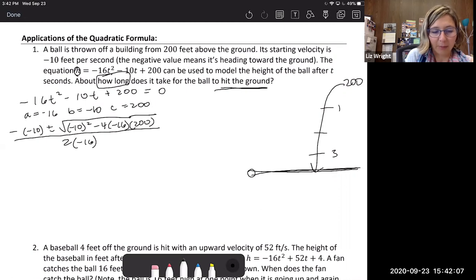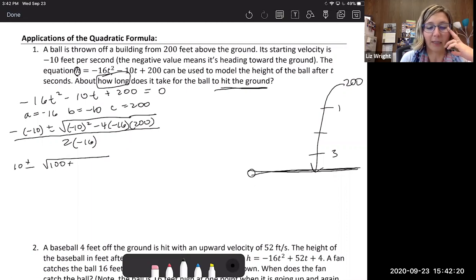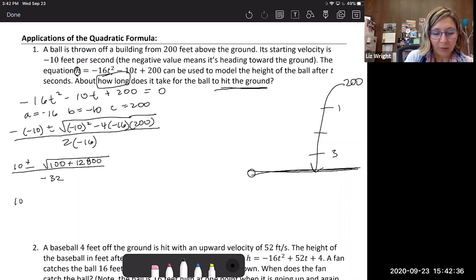All right, so I'm going to simplify some things. That negative is going to give me a positive 10. And then here, negative 10 squared is going to give me 100. My next sign is going to be positive because I've got negative. And then I've got 4 times 16 times 200, and that should give me 12,800. Check it. Make sure you're getting the same thing. All over negative 32. Now we're going to do 10 plus or minus the square root of 12,900 all over negative 32.